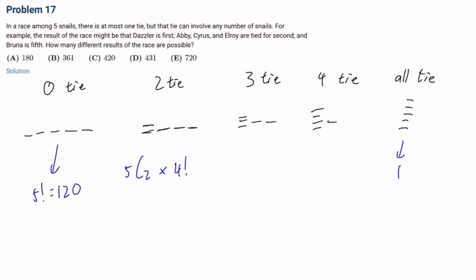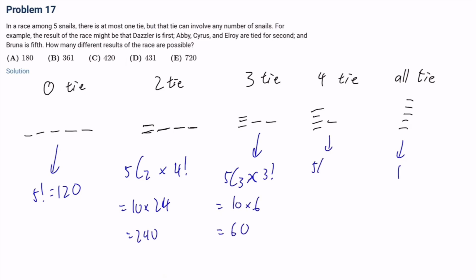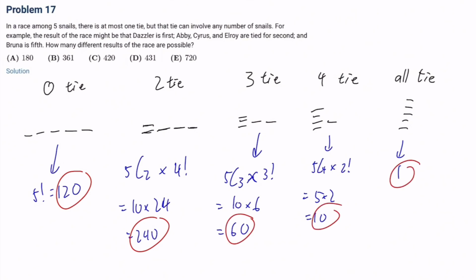So that's going to be 4 factorial. This is going to be 10 times 24. This is 240. The same thing, 5 choose 3 times 3 factorial. This is going to be 10 times 6. This is 60. And this is going to be 5 choose 4 times 4 factorial, times 2 factorial. This is going to be 5 times 2. This is 10. And so adding 120, 240, 60, 10, and 1 together, you get 431. So that is our answer.